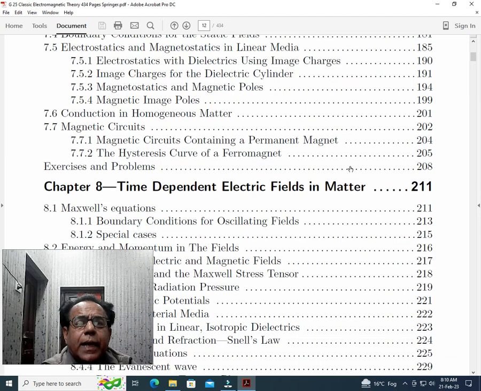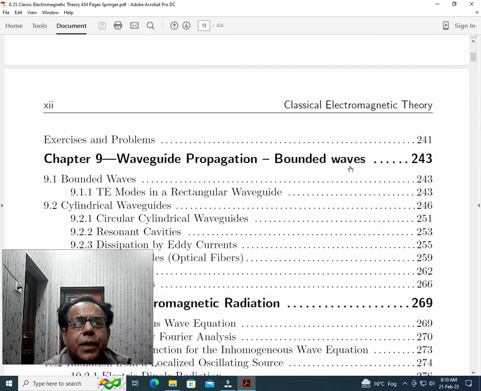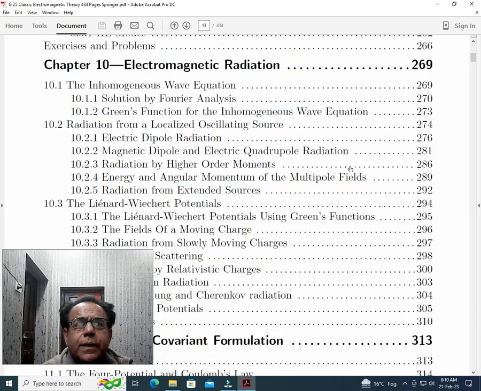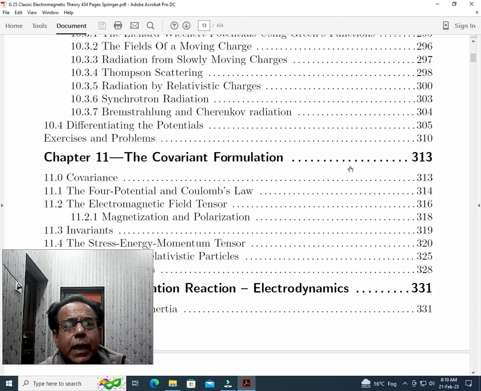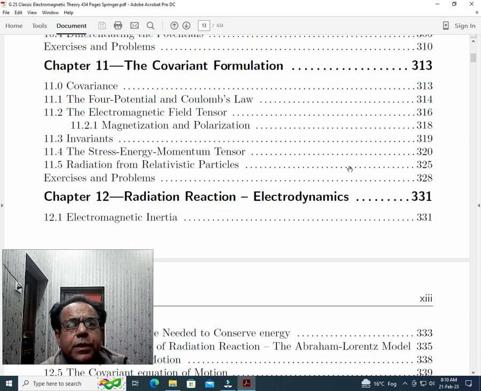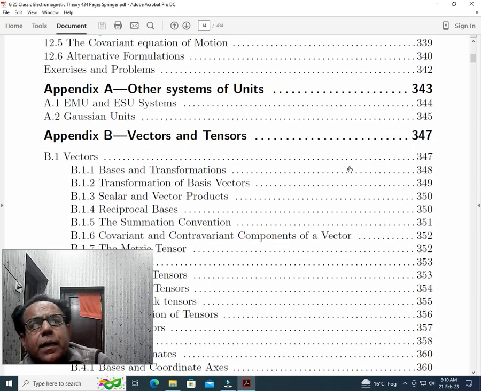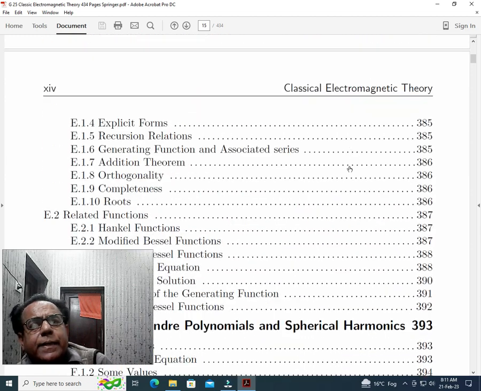Chapter number 8, time dependent electric fields in matter. Chapter number 9, wave guide propagation, bounded waves. Chapter number 10, electromagnetic radiation. Chapter number 11, the covariant formulation. Chapter number 12, radiation reaction electrodynamics. Then appendix, and then index.